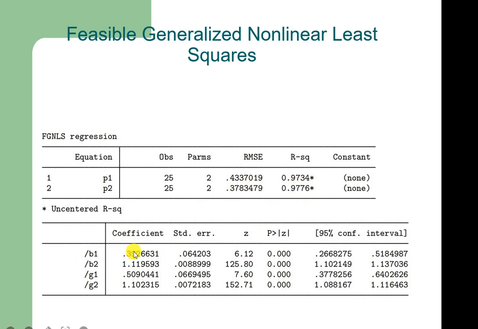And again, the coefficient for beta 1 is 0.39. This is its standard error, Z value, and this is the P value. This is highly significant. Similarly, beta 2 is 1.1195, and its P value also shows highly significant. This is gamma 1, 0.51, and this is gamma 2, that is 1.10, and all these coefficients are highly significant. Let me explain this for you.